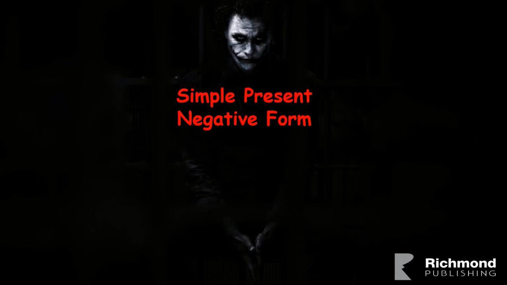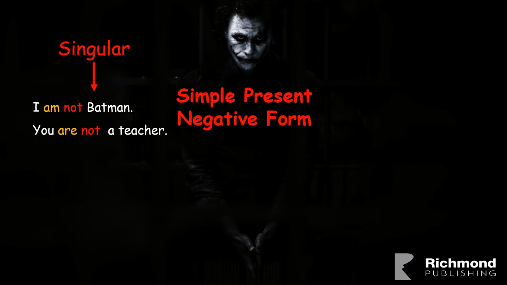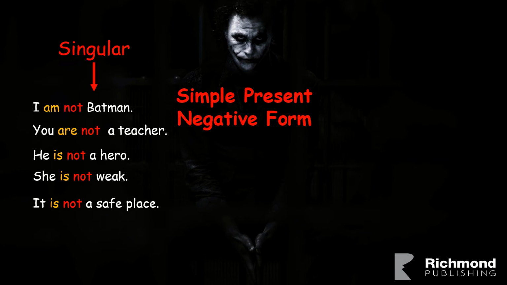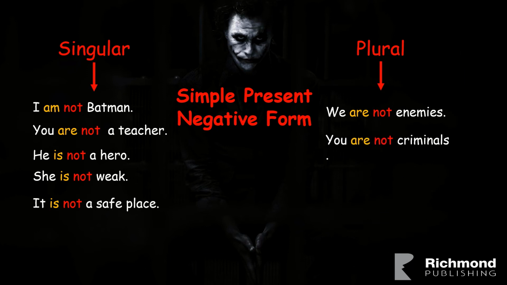Simple present negative form. Singular. I am not Batman. You are not a teacher. He is not a hero. She is not weak. It is not a safe place. Plural. We are not enemies. You are not criminals. They are not humans.